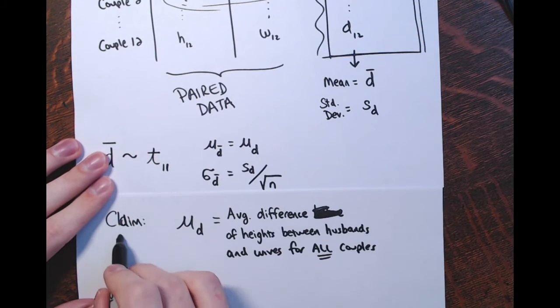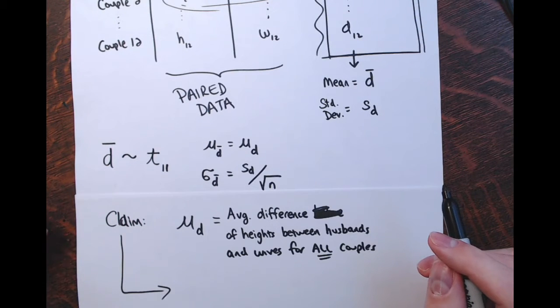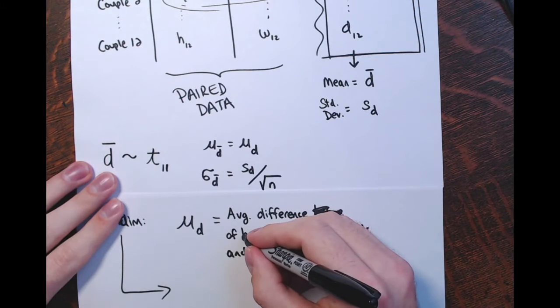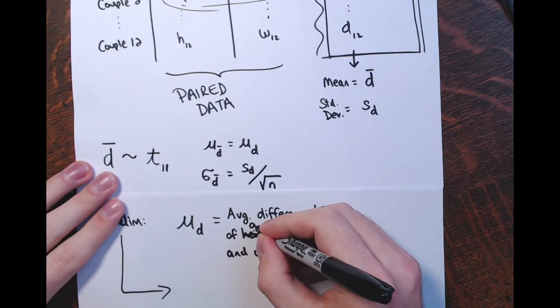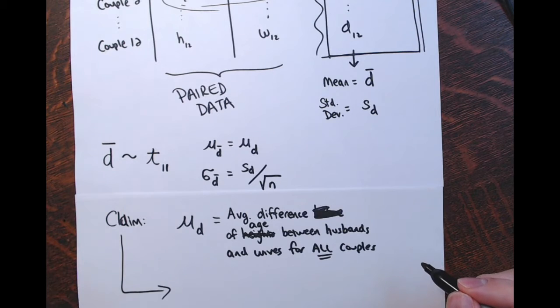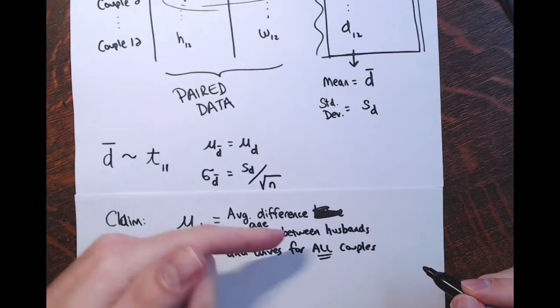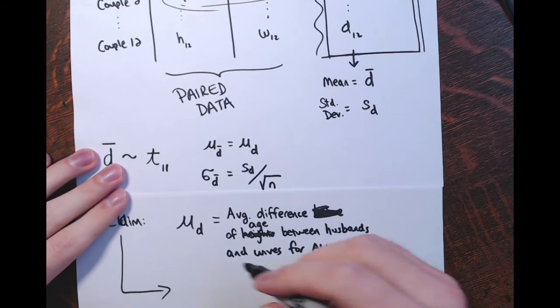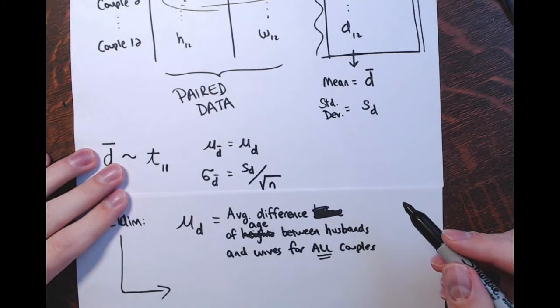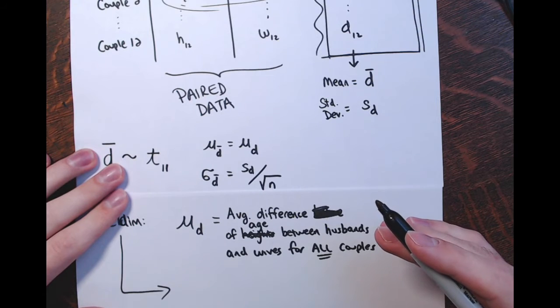And the claim here, what this person is trying to test, says the researcher wants to test to see if husbands are significantly older. Damn it, didn't mean to swear. I said heights again, didn't I? I meant ages. I keep saying heights. It's ages. So this mu sub d is the average difference of the ages between husbands and wives for all couples, right? The population average difference, or the population mean difference. All right. So this researcher wants to see if husbands are significantly older than their wives.